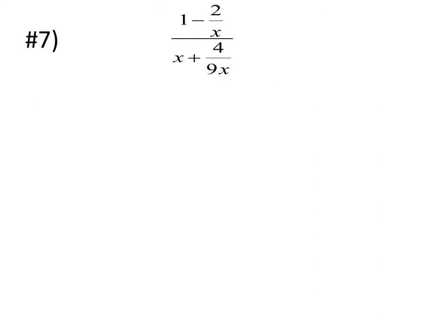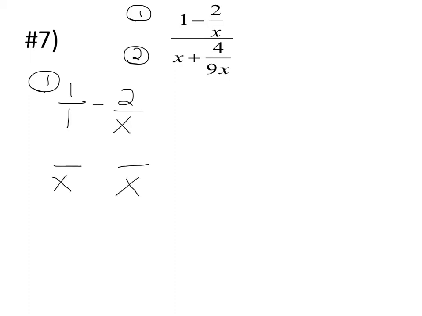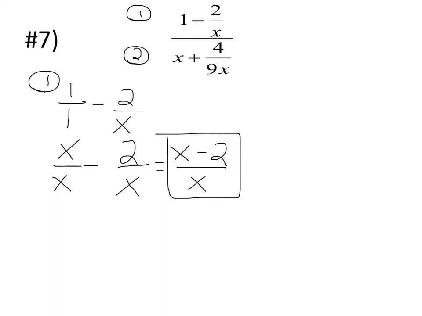Okay? Here we've got 1 and 2. So I'm going to do 1 first. 1 over 1 minus 2 over x. So the common denominator is x. One over 1 is the same as x over x. And then we're going to leave this as 2 over x. So you end up with x minus 2 over x. So this is my new numerator.